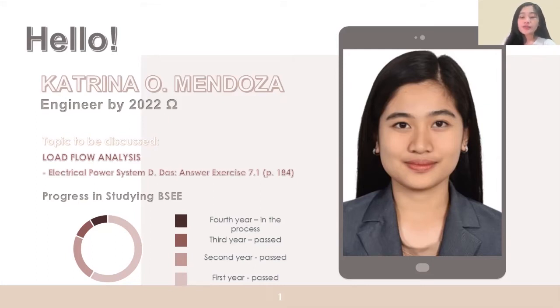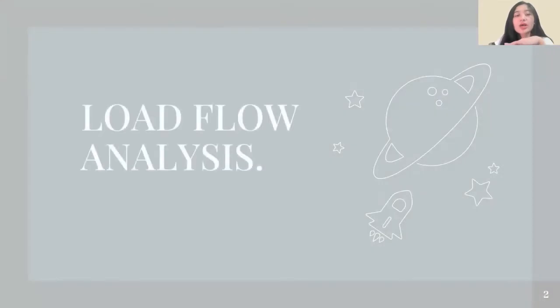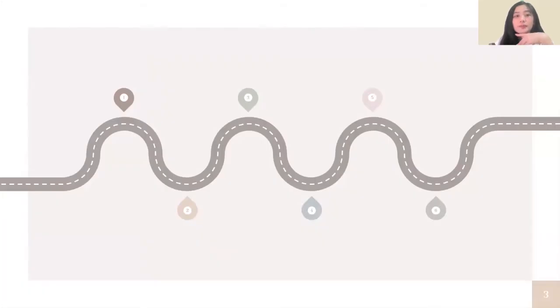So as of today, we are going to answer exercise 7.1 on page 184 of the book called Electrical Power Systems by D. Das. D is his initial, there is no explanation to that, and his surname would be Das. Okay, so now our load flow analysis about electrical power systems.